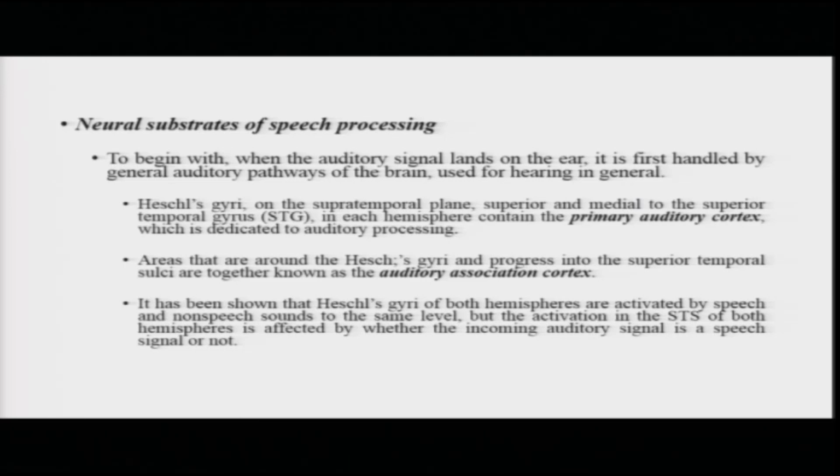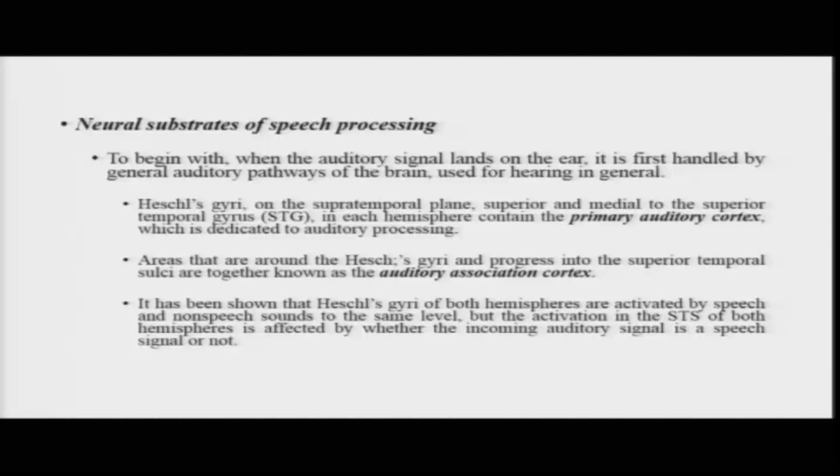A gyrus is that bulge in the brain. We will look at the figures of the brain very shortly, so hold on for the moment. Heschl's gyri are on the supratemporal plane of the temporal lobes, superior and medial to the superior temporal gyrus in each hemisphere. So, left hemisphere, right hemisphere, these are the regions which contain the primary auditory cortex, dedicated to this auditory processing. Whatever you are hearing, speech sounds, non-speech sounds, anything that you are hearing, first goes into this area.